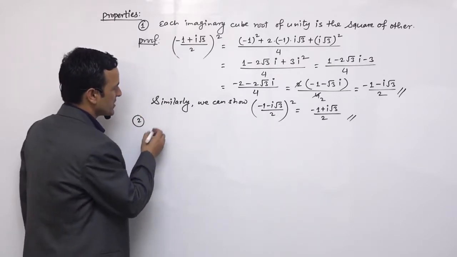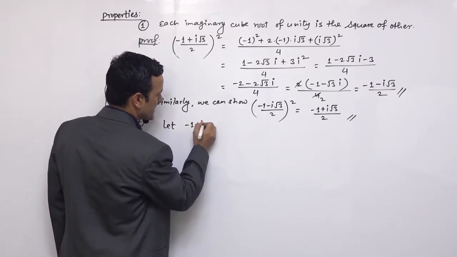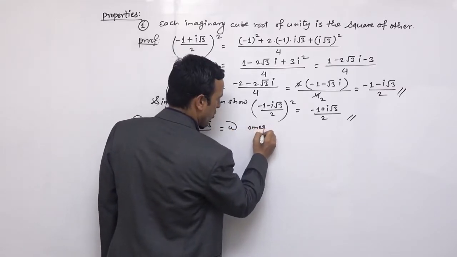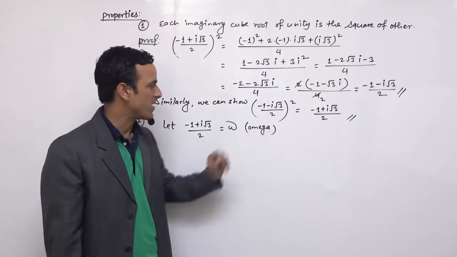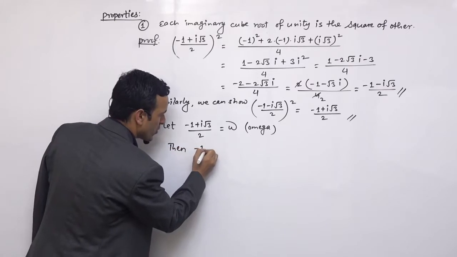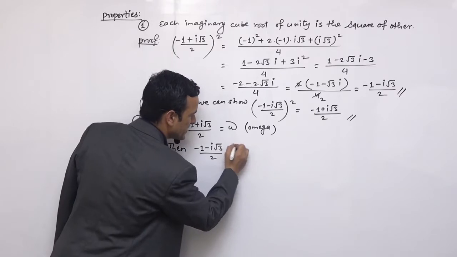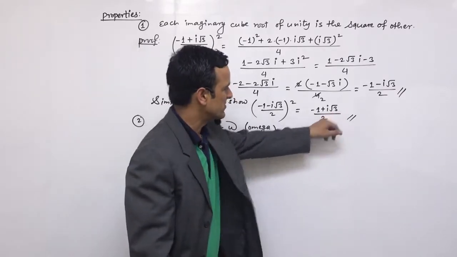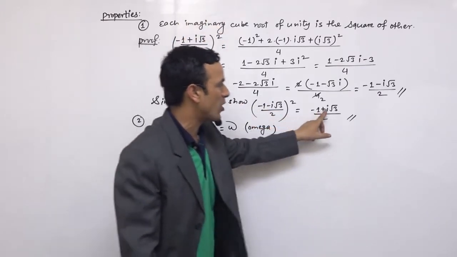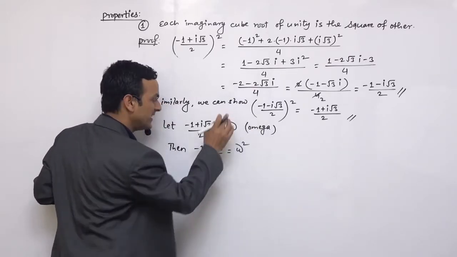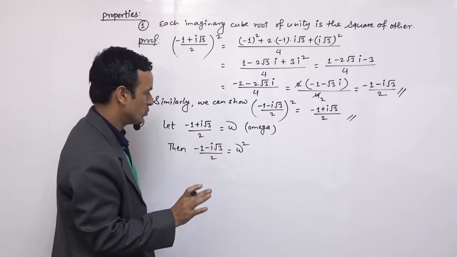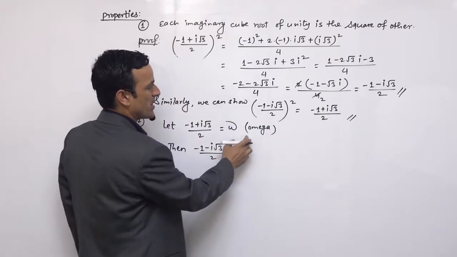Number 2: just now we have -1 plus i root 3 divided by 2. If we denote it by omega, this is the sign of omega, OMEGA, omega. If we suppose this -1 plus i root 3 by 2 is omega, then -1 minus i root 3 divided by 2 becomes omega square, according to this result by property number 1. So in this way we can suppose this is omega and this is omega square.